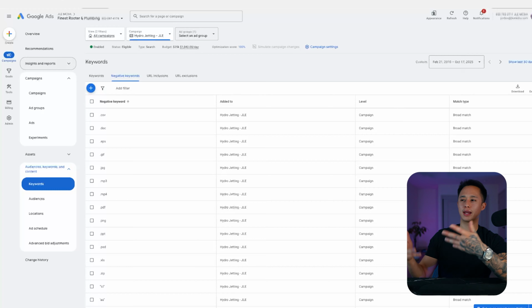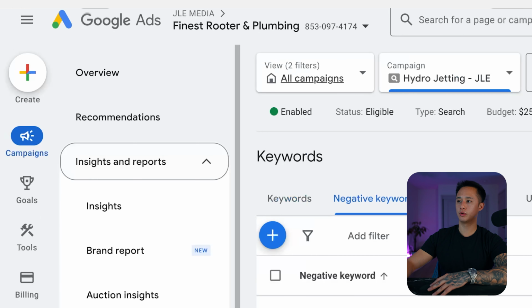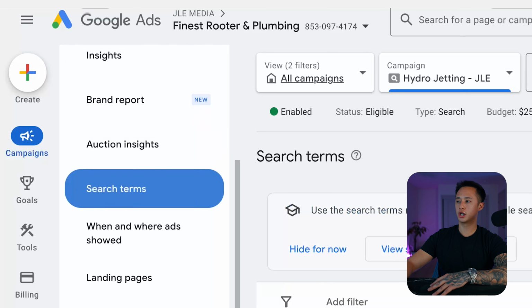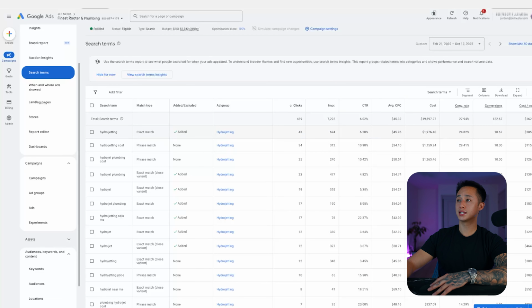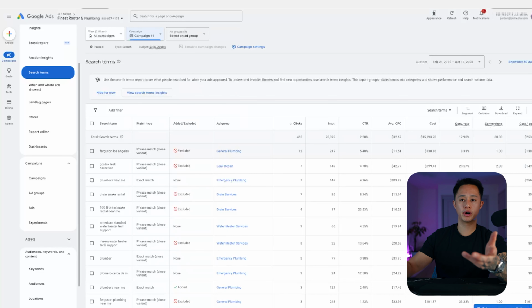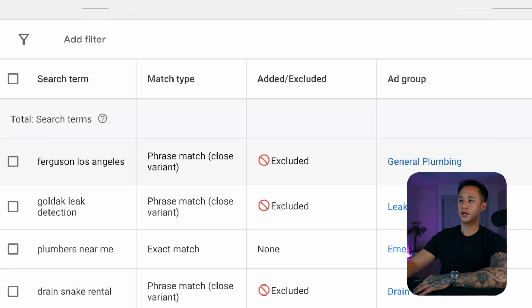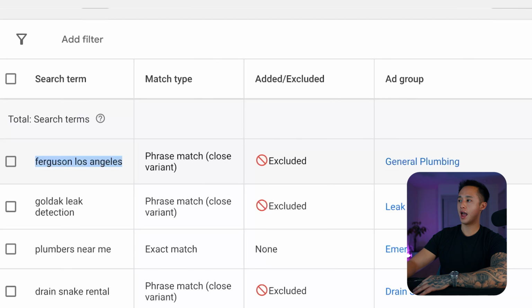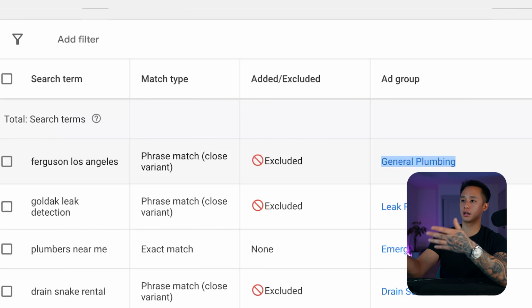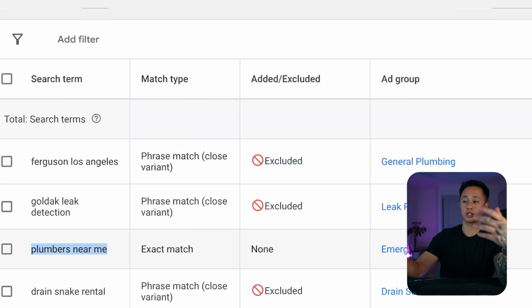And so how do we look up negative keywords to add? Okay, what we want to do is go right up into this tab here under insights and reports. We want to go down to search terms and click on that. And then from here, we're going to see what keywords are triggering our ads. So for example, this search came through Ferguson, Los Angeles. Someone searched up Ferguson, Los Angeles, and that triggered our ad. That means someone searched for a different company. So we want to exclude this word into the negative keywords, okay? For plumbers near me, that's a great keyword that triggered our ad. We want to keep that. So that is why we have that on, okay?